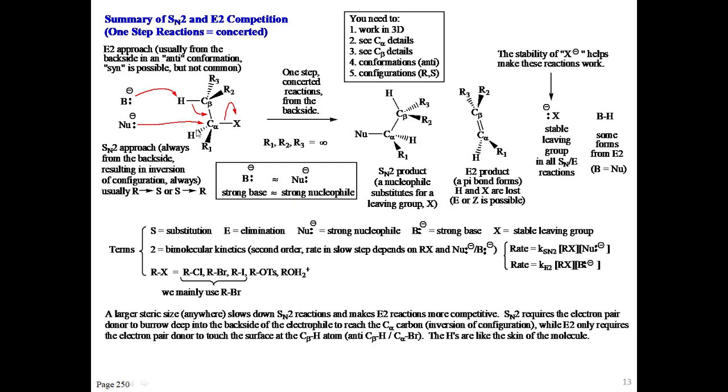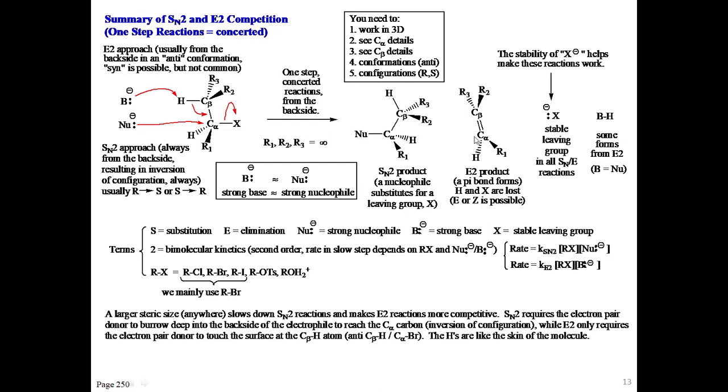I put them both together in this slide. You'll notice that we write B minus when it's attacking a C beta H, and we write Nu minus when it's attacking a C alpha carbon. That's because we give it a different name depending on what it attacks. The only time we call it a base is when it attacks a hydrogen. Every place else, when it attacks something, we call it a nucleophile. I'm showing a carbon here, but we can also attack other atoms. We can attack sulfur, nitrogen, chlorine or bromine. There are all kinds of atoms we can attack, and when we do, we will call this a nucleophile. But right now, we're just attacking carbon.